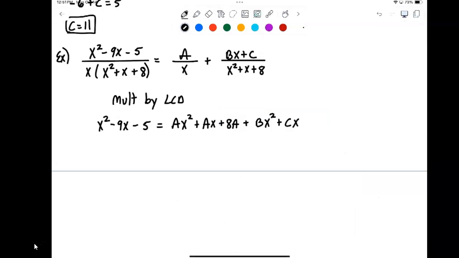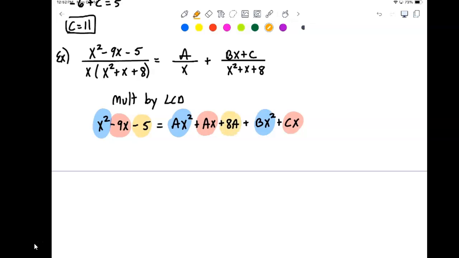And now we're ready to go through and start equating coefficients. So up first I have an x squared, I have an ax squared, and a bx squared. So that's going to produce an equation for me there. A plus b is going to have to be equal to 1. Go to my x terms. I have a negative 9x. I also have an ax and a cx. So I'm going to have an equation a plus c equals negative 9. And then last but not least, I have a minus 5 here, and I have an 8a.